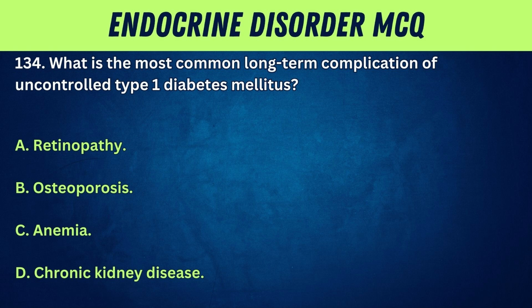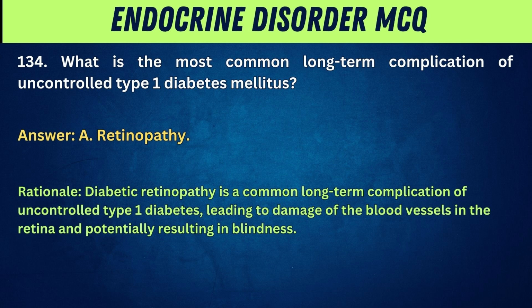A. Retinopathy. B. Osteoporosis. C. Anemia. D. Chronic kidney disease. Answer: A. Retinopathy. Rationale: Diabetic retinopathy is a common long-term complication of uncontrolled type 1 diabetes, leading to damage of the blood vessels in the retina and potentially resulting in blindness.